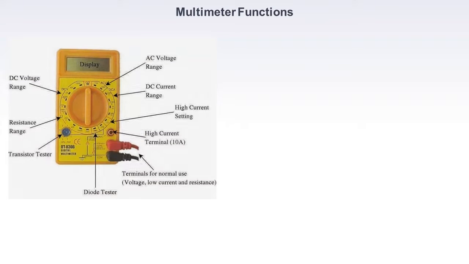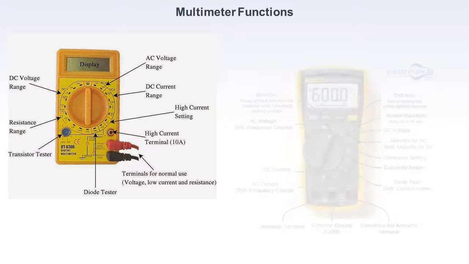Now we can see multimeter functions. Here you can see AC voltage range, DC current range, high current setting, high current terminal for the probe and leads, terminals for the normal use, diode tester is available over here, transistor testing can be done, resistance range with the variation is available over here, and DC voltage range. So putting the selector switch at the proper position, you can measure the component.